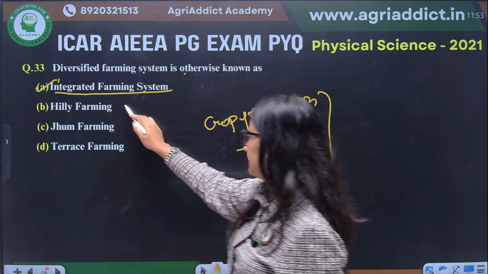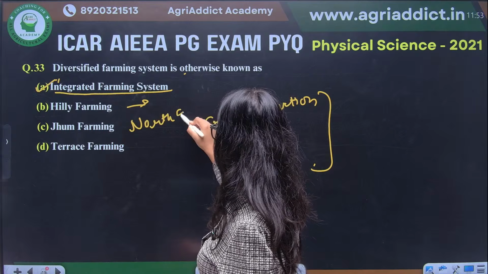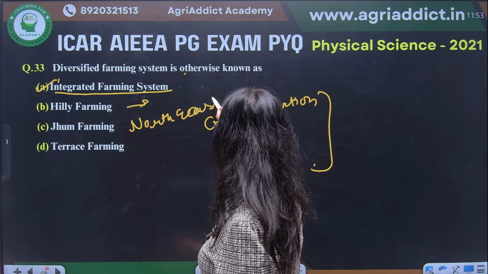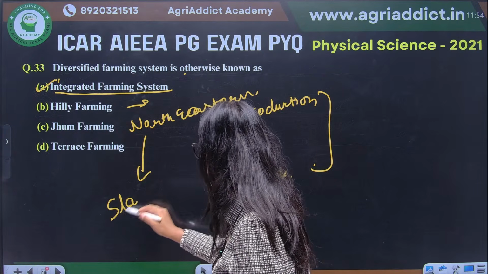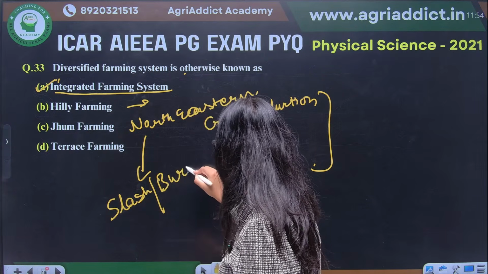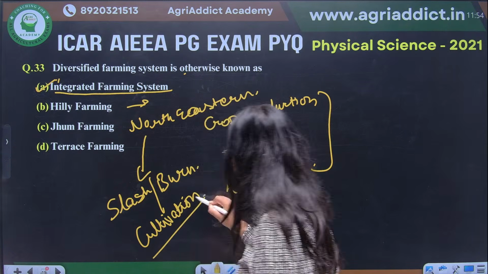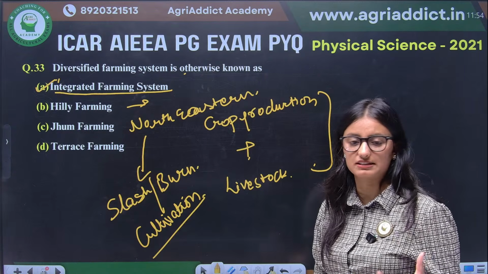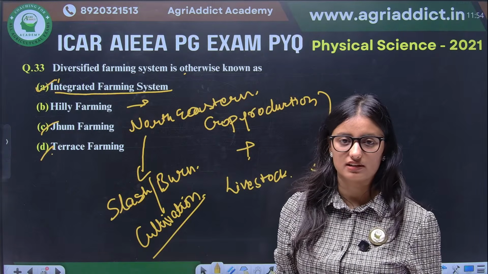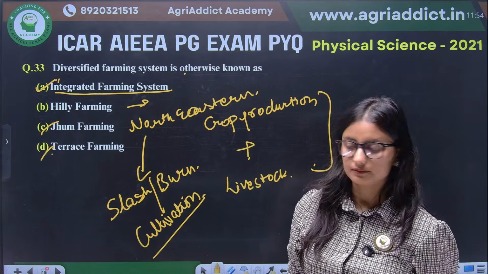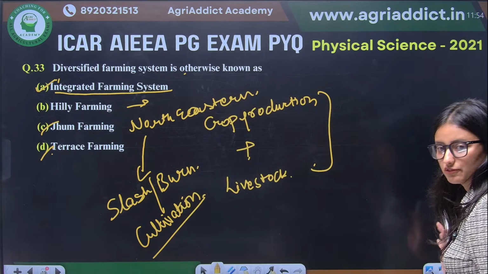हिली फार्मिंग, हिली एरियाज में हम करते हैं झूम कल्टीवेशन, which is कहाँ का प्रैक्टिस है? ये नॉर्थ ईस्टर्न का. ओके, इसको हम और क्या बोलते हैं? स्लैश एंड बर्न भी बोलते हैं. Jhum cultivation is also known as slash and burn cultivation, practiced in northeast India. Okay, and terrace is also in the sloping areas. Is it clear? Clear hai? So it is integrated farming system or mixed farming. Very good.